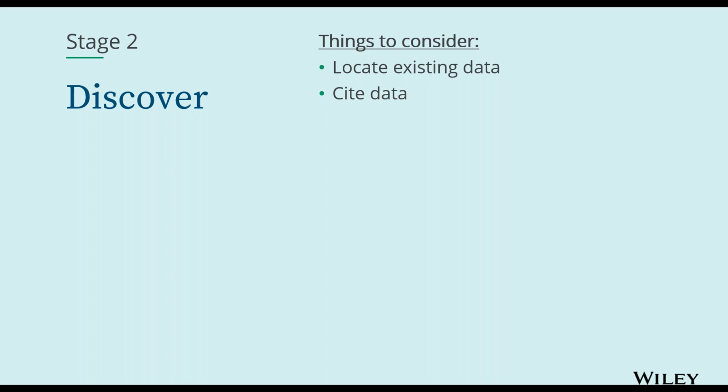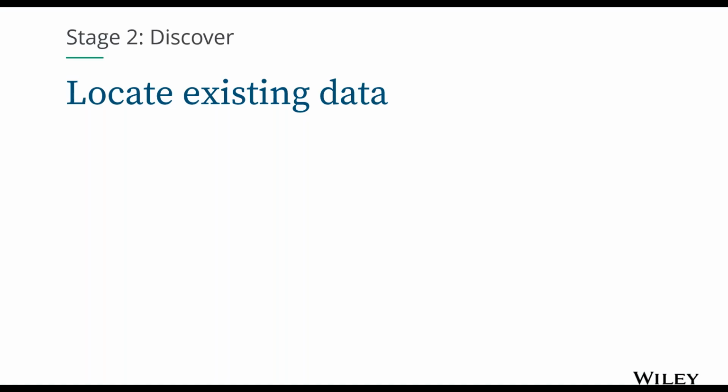For example, published transcriptomic data on TCGA or GEO, any of those sites that have multiplex or proteomic, like those big data sites, you might be downloading data from those sites. In that case, you need to know how to locate those existing data as well as cite that data. So how do you locate existing data?